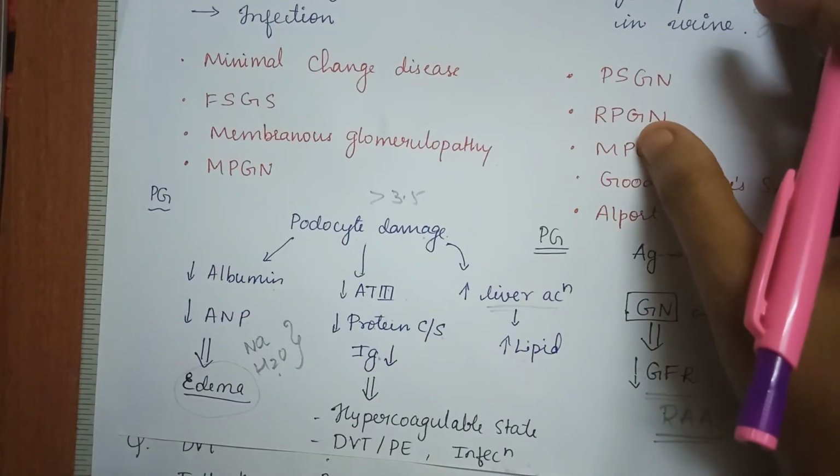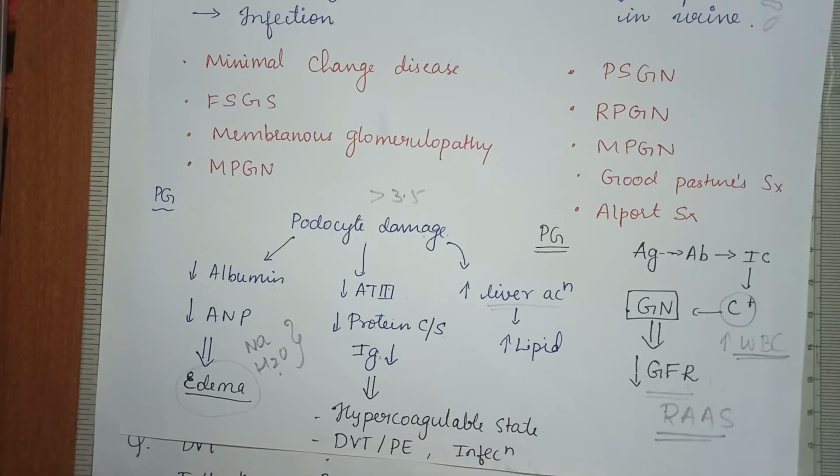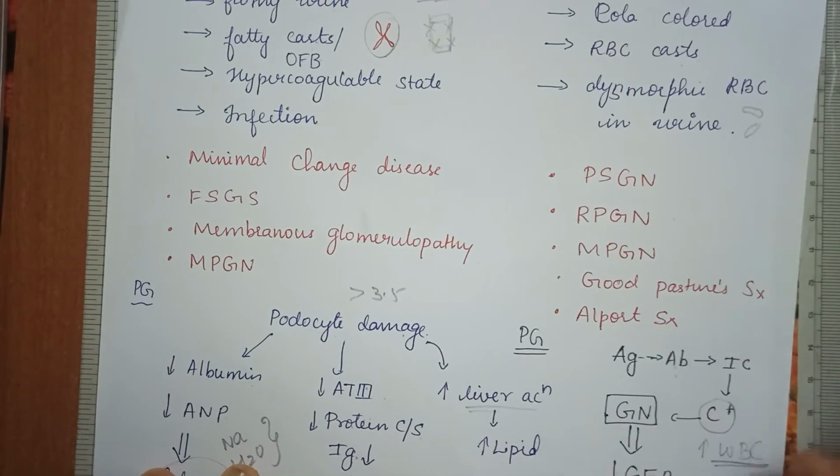Therefore you can remember the entire pathogenesis, what is happening. Because in future you may get confused, like whether nephrotic is because of podocytes or immune complex mediated. So immediately now you understood it is because of podocyte.